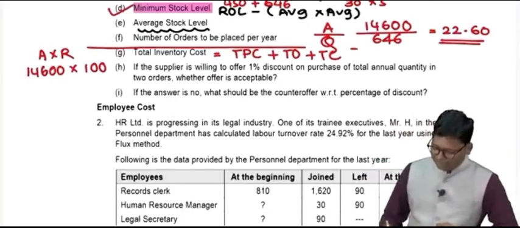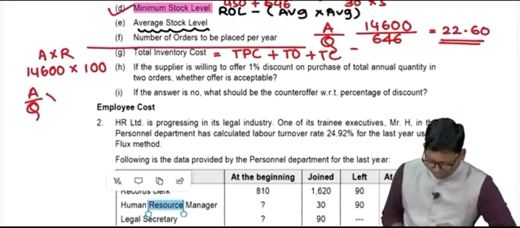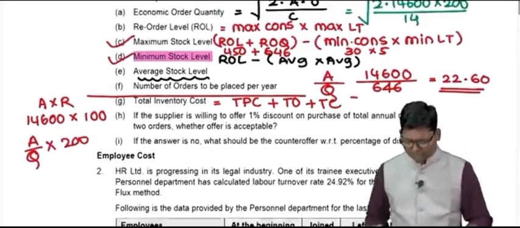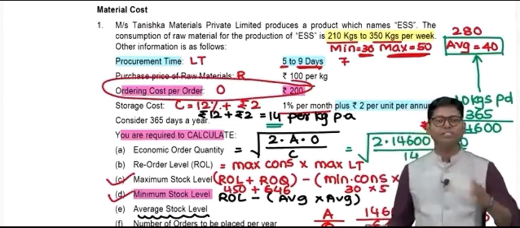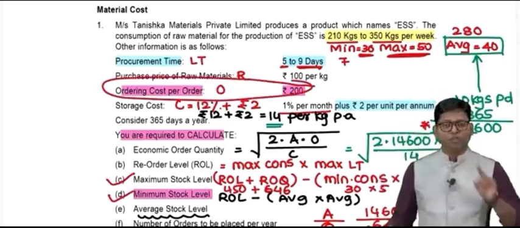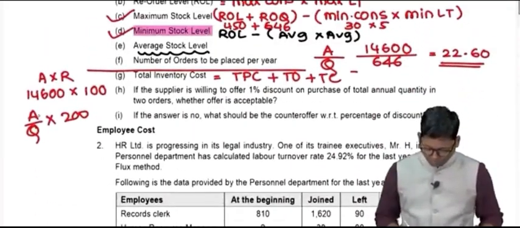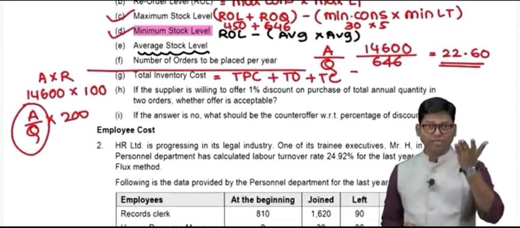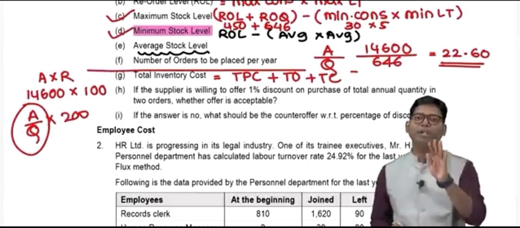Now, the second cost is ordering cost. If you want to calculate ordering cost, you should first compute the number of orders, and the per order cost is available. My per order cost is 200 rupees. Sir, where is it given? It is clearly given in the beginning of the question. See, ordering cost per order. So each order costs you 200 rupees, and the number of orders, already computed in point F, is 22.6, which we rounded off to 23.